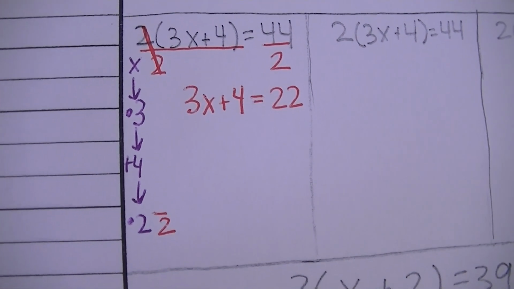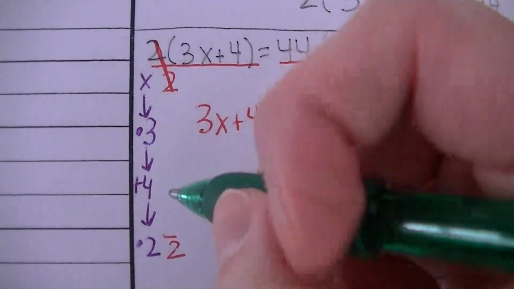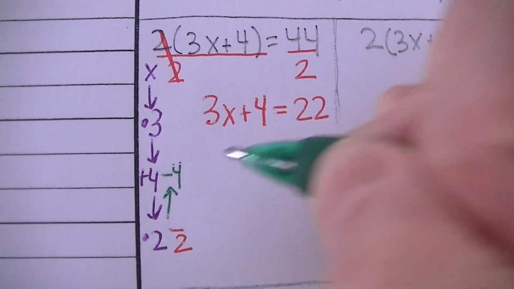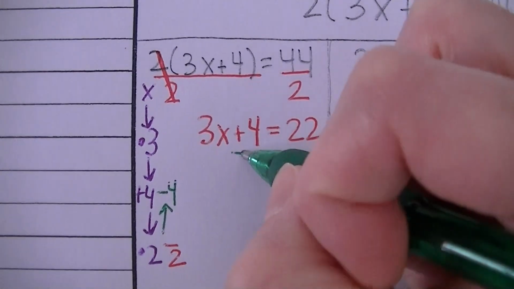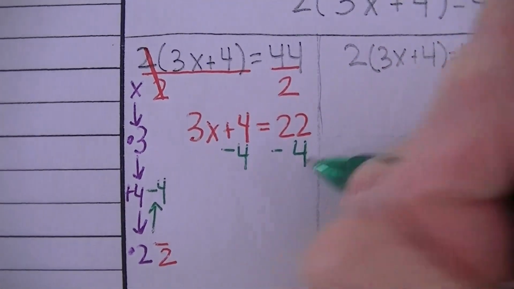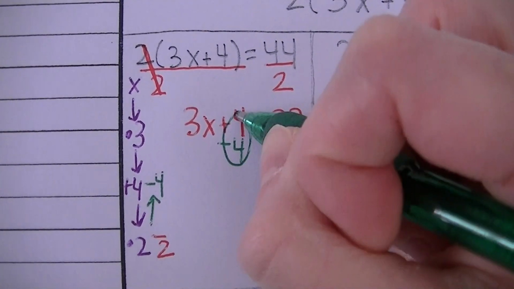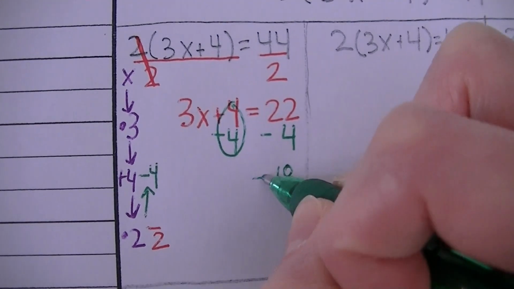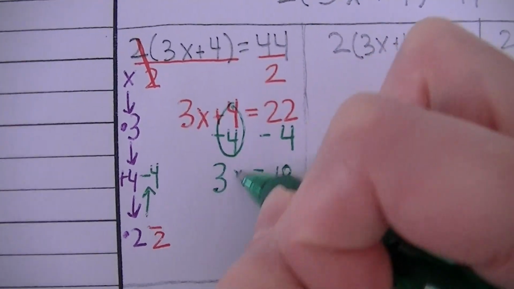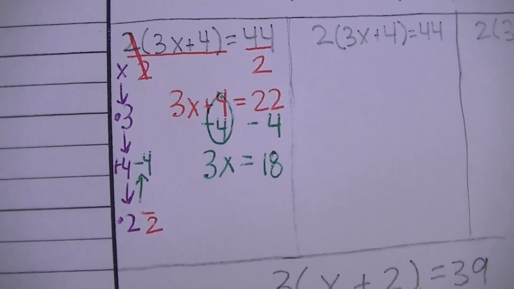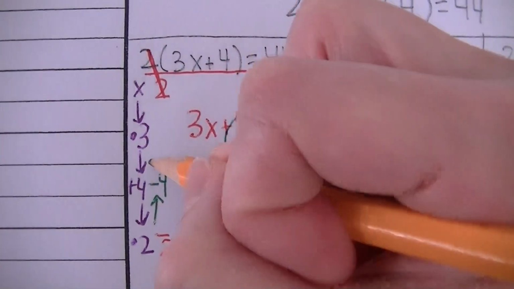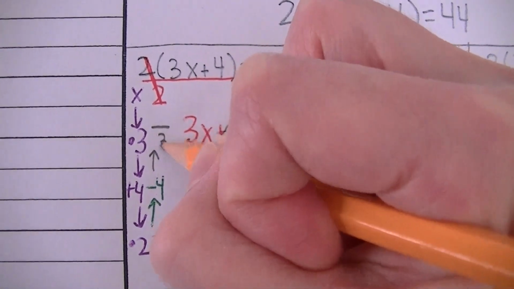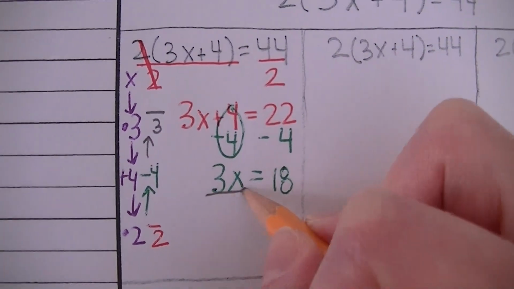Okay, now that I've rewritten it, I'm going to go on back up. And the inverse operation of adding 4 is to subtract 4. And remember to do that to both sides of that equation. 4 take away 4 is 0. 22 take away 4 is 18. And bring everything down. Now that you've done that, now you go on back up. Inverse operation of multiply by 3 is to divide by 3. And you do that to both sides of that equation.